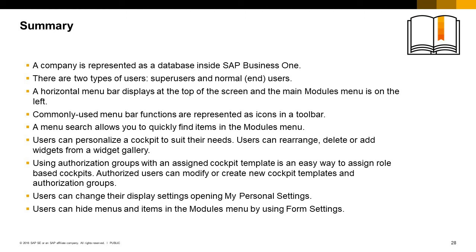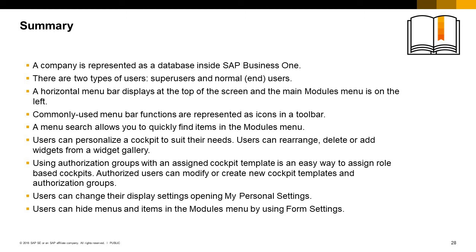There are 2 menus. A horizontal menu bar displays at the top of the screen and the main modules menu is on the left. Commonly used menu bar functions are also represented as icons in a toolbar. The toolbar appears under the menu bar. A menu search allows you to quickly find items in the modules menu. Users can personalize their cockpit to suit their needs. Users can rearrange, delete, or add widgets from a widget gallery.